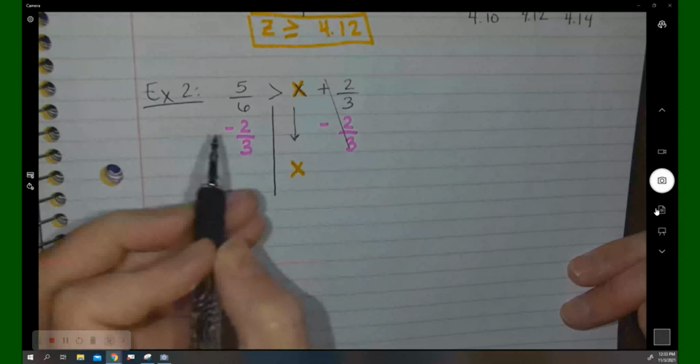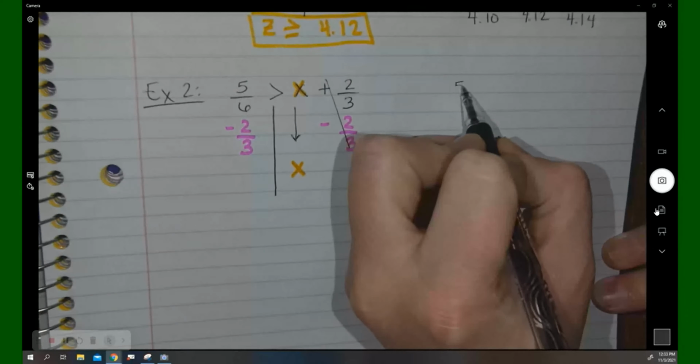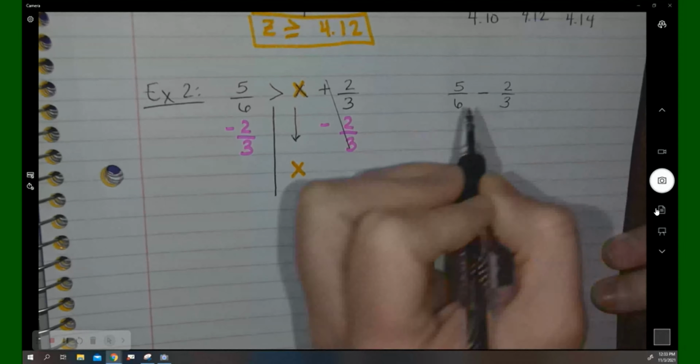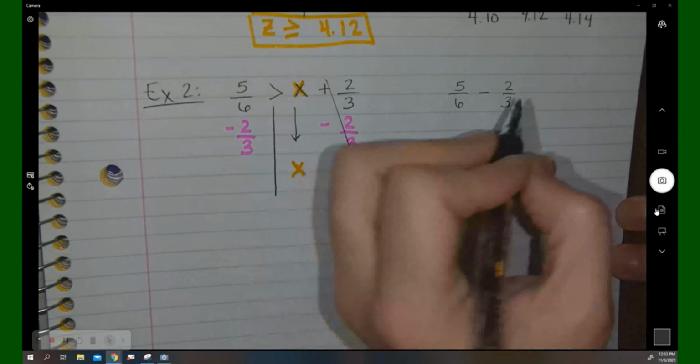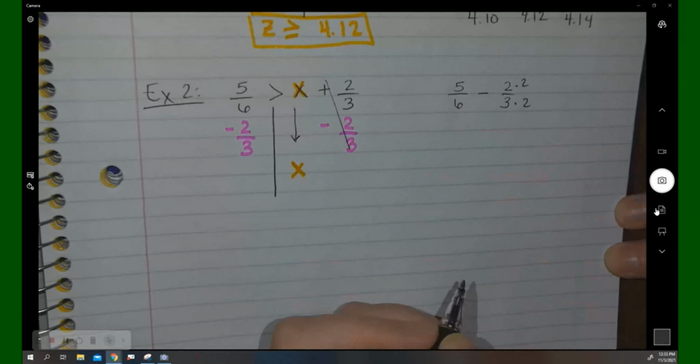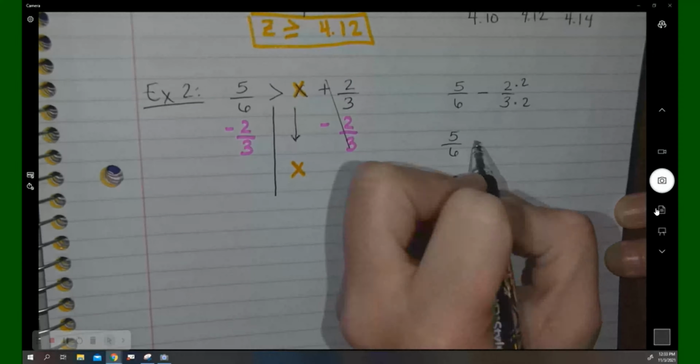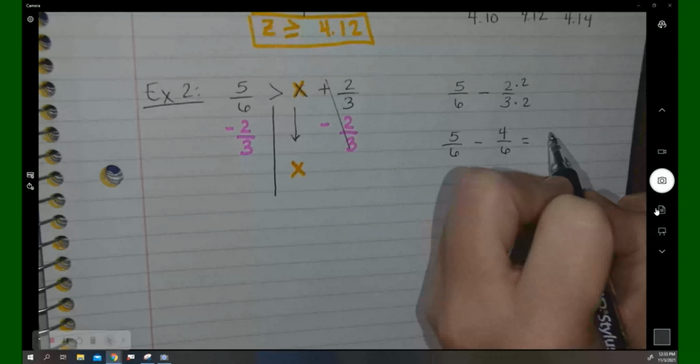But on the left side over here, we've got different denominators. So I'm going to slide over to the side here. 5/6 minus 2/3. I need a common denominator. The common denominator for 6 and 3 is 6. So I'll multiply the top and the bottom of this fraction by 2. So I have 5/6 minus 4/6, which gives us our answer of 1/6.